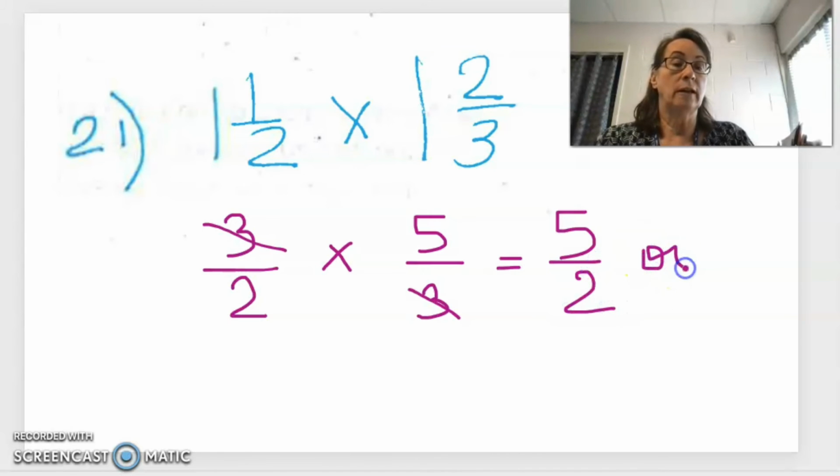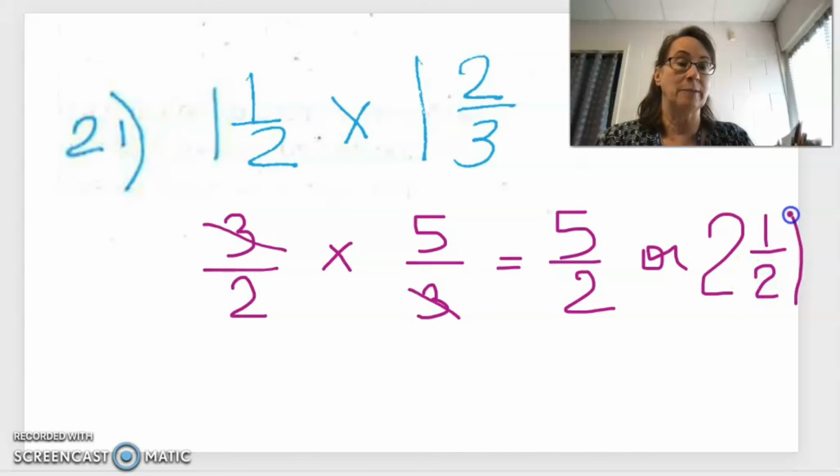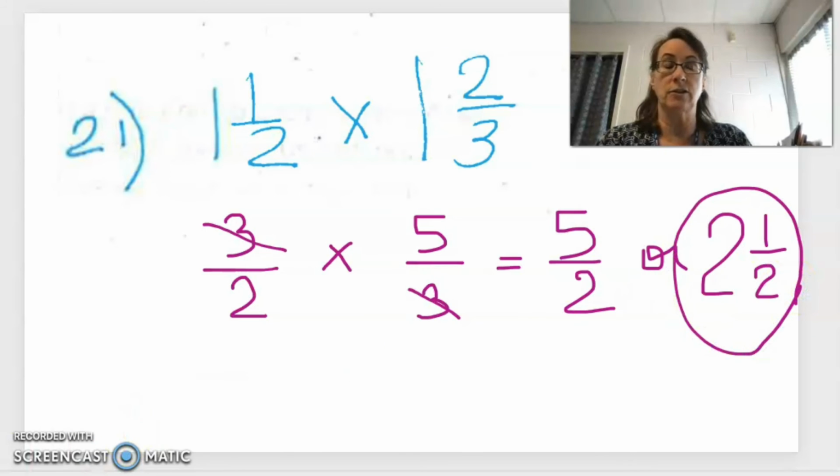Or, since this started in mixed numbers, we should put it back into mixed numbers. That's a convention in math that we start and end with the same type of answer. So 2 1/2 would be the correct answer.